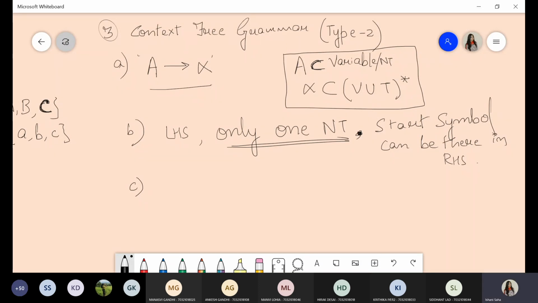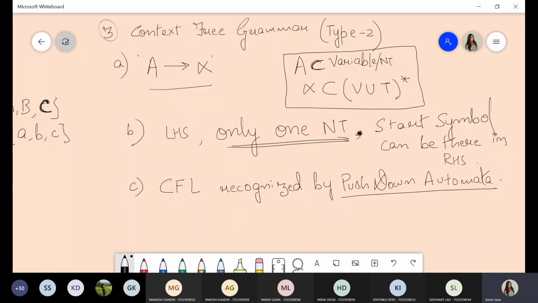Okay, write down, the language generated is context free language, recognized by push down automata. After the grammar unit, we are actually going to start with this automata, which is our push down automata. So context free languages are recognized by push down automata. Last we'll write the example.